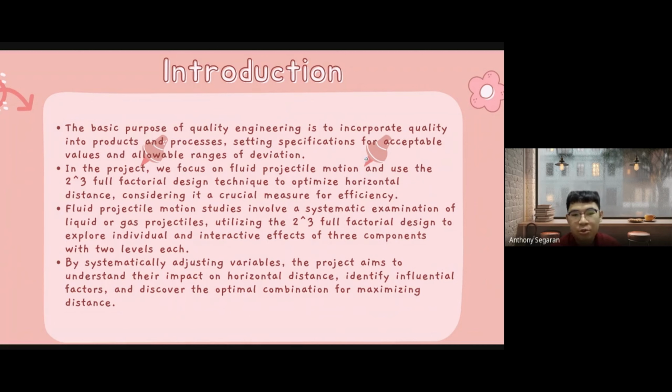Fluid projectile motion studies always involve a systematic examination of liquid or gas projectiles. By utilizing the 2^3 full factorial design method, we can explore the interactive effects of the 3 factors with 2 levels each. By systematically adjusting the variables, the project aims to understand their impacts on the horizontal distance and discover the optimal combination of the factors for the maximum distance.